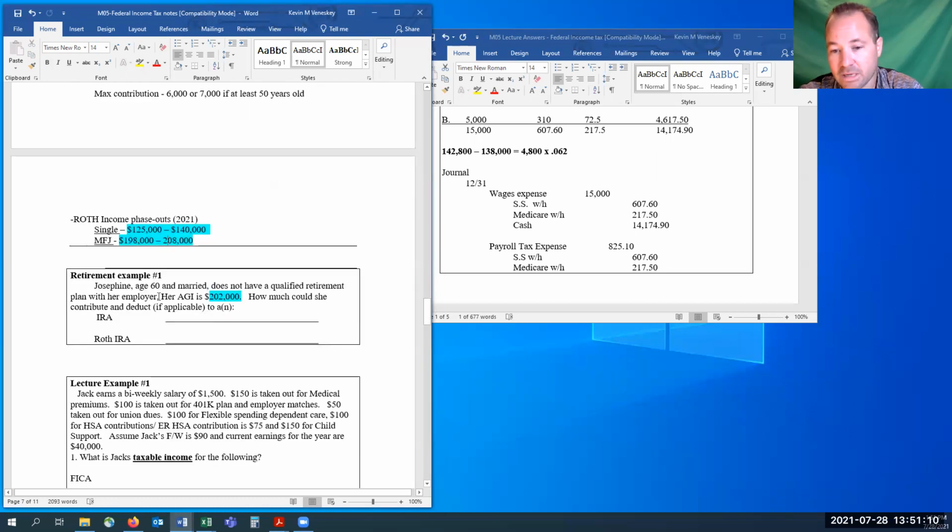So I just wanted to give one example here. We've got a Josephine who's age 60. That's important because she's going to hit that higher amount, not the 6,000, but she's going to be at the 7,000. She does not have a qualified retirement account. With an AGI of 202,000, how much can she deduct and contribute to either one of these, an IRA or a Roth IRA? So think about that. Let's take a couple minutes and figure these out, and we'll check your answer. So go ahead and pause right now.